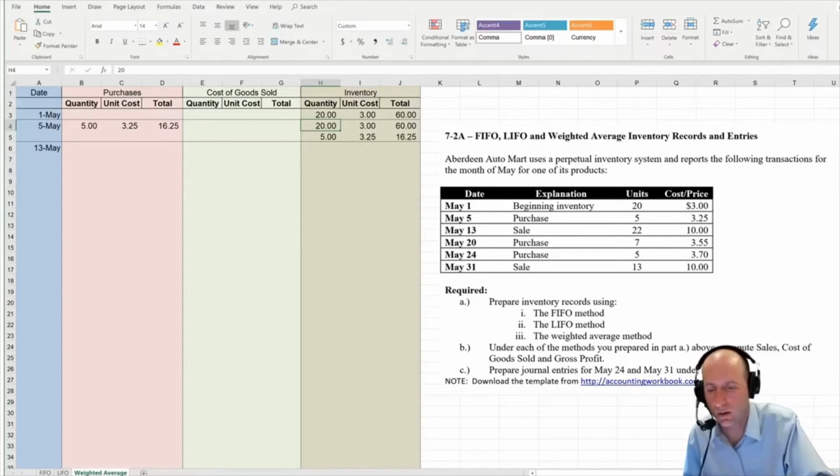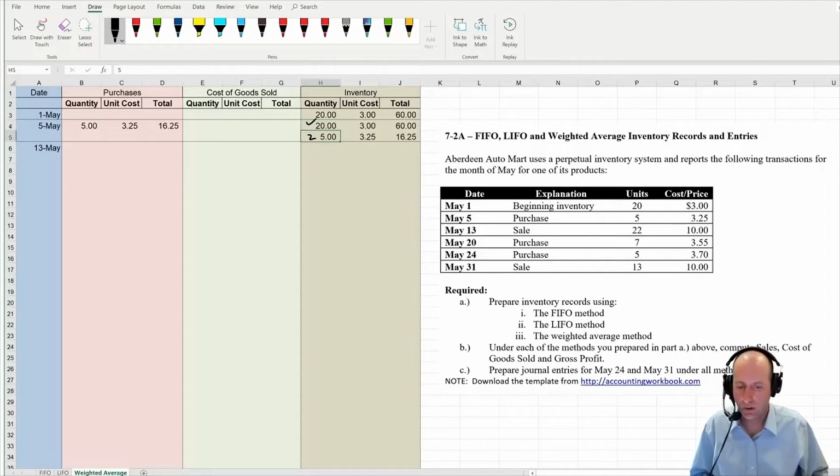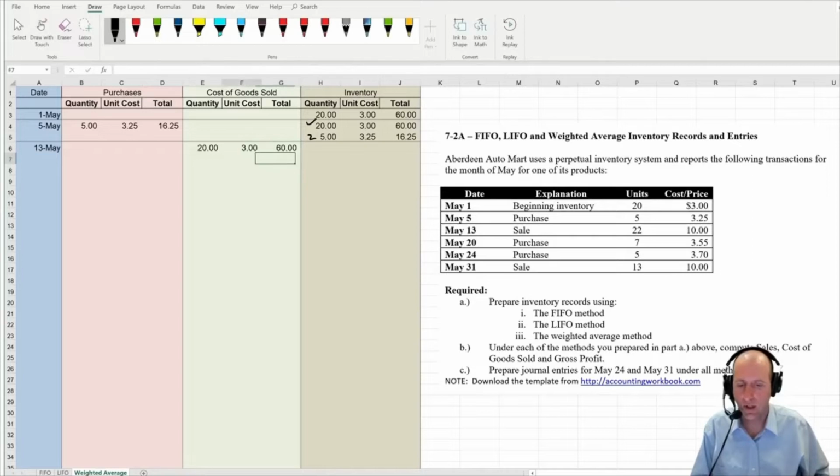Well, I must have sold all of these, and I must have sold 2 of the 5, right? So I must have sold 20 units that cost $3 each for $60, and I must have sold 2 that cost $3.25, and that's $6.50. Leaving me, if I had 20, I sold 20, I got none of those left. I had 5, I sold 2, I must have 3 left. 3 at $3.25, and that's $9.75.